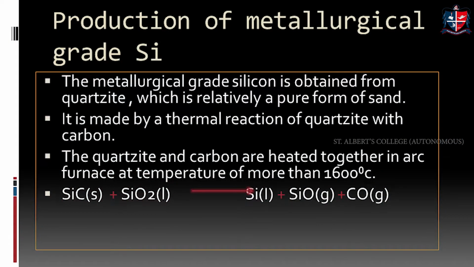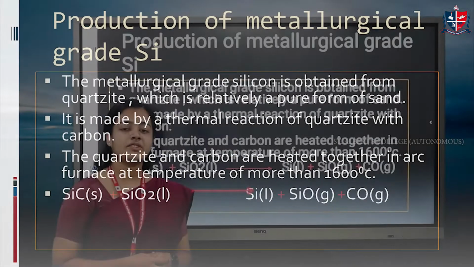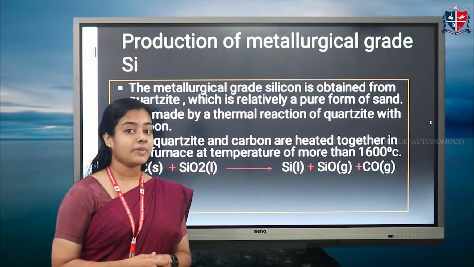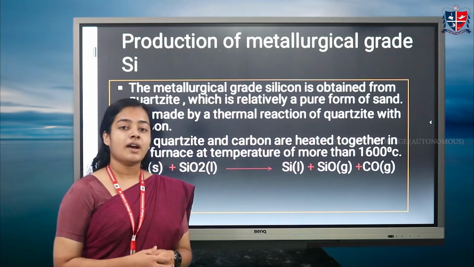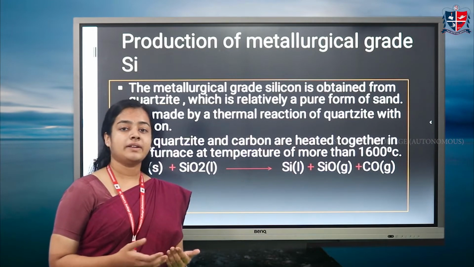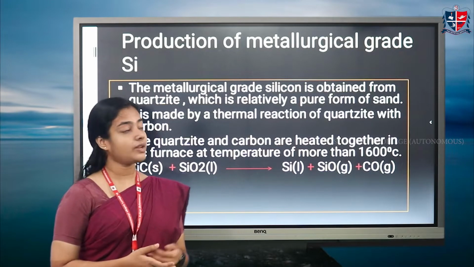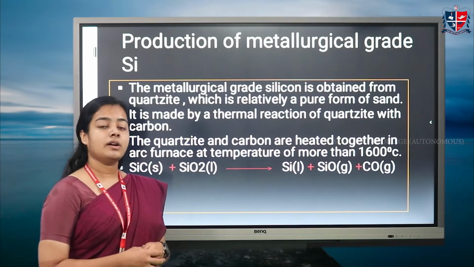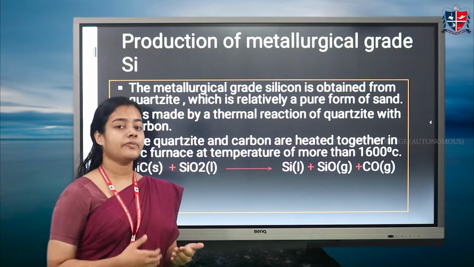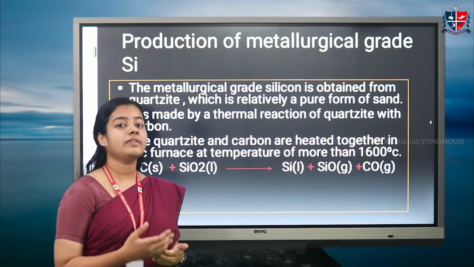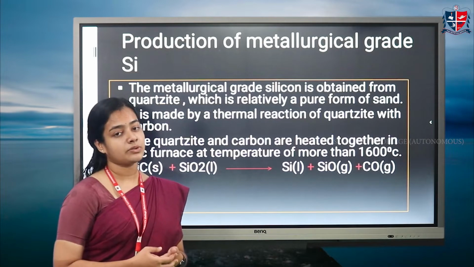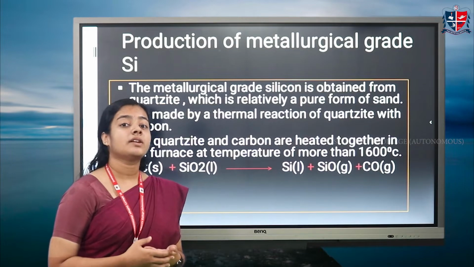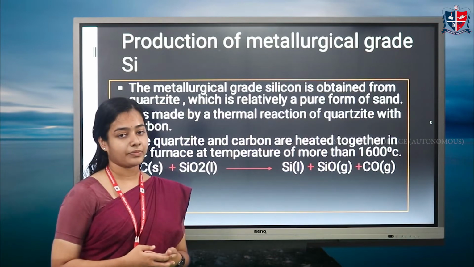As a first step, we have to produce metallurgical grade silicon. This metallurgical grade silicon is about 98% pure. So we have to convert this quartzite into metallurgical grade silicon. What are we doing? We take the quartzite into a furnace in which we can heat it, along with some carbon. We heat this quartzite and carbon to a temperature of more than 1600 degrees Celsius.